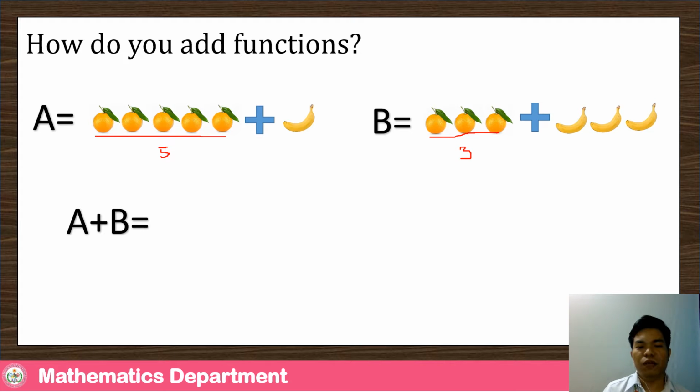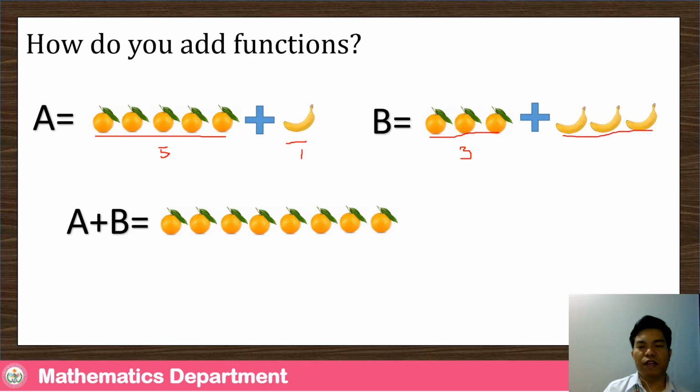So para malaman natin kung ilang oranges lahat, pagsasamahin lang natin yung ating number of oranges sa first set and second set, and that will give us 8 oranges. At para naman sa ating number of bananas, in our first set, we have here 1 banana, while in the second set, we have here 3 bananas. So para makuha natin yung sum nila, we will just combine the number of bananas na nasa set A at saka nasa set B, and that will give us 4 bananas. So ibig sabihin yan, pag pinagsama natin yung ating set A at saka set B, ang lalabas ngayon na result natin ay 8 oranges and 4 bananas.